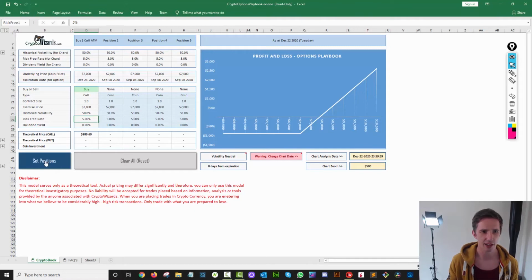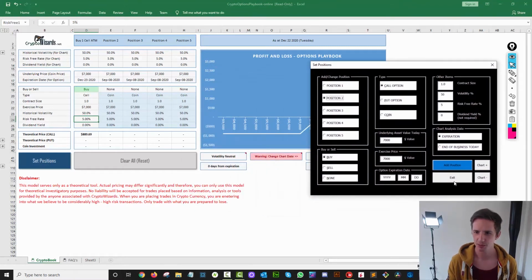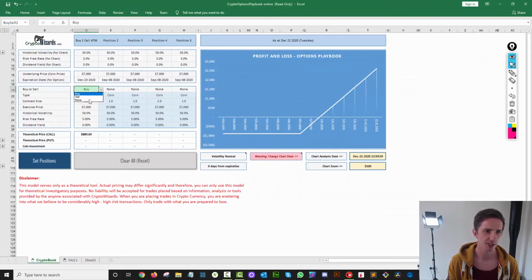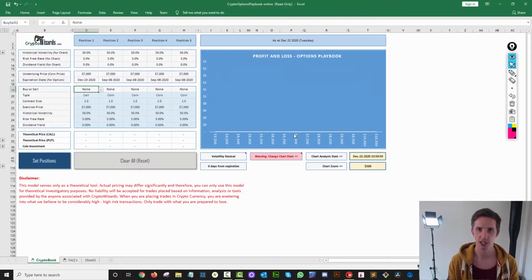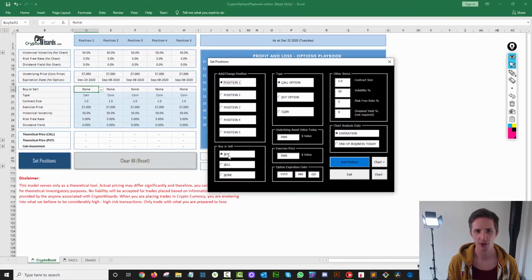So let's go and set another position now. So I'm going to set a second position. And actually, before I do that, I'm just going to hide this position. I'm just going to put this to none. So we're going to be neutral again. And I'm going to set a position here where I am going to sell an option. And it's going to be a call option again. The price today is $7,000 because I'm placing both trades at the same time. And I'm going to change my exercise price.